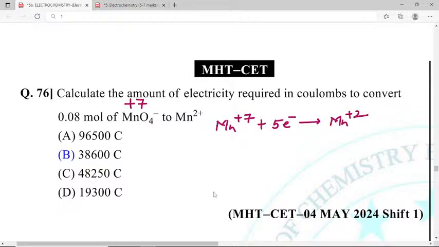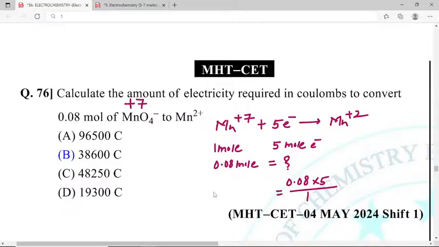Okay, so my question is that, this is the 1 mole. 1 mole required 5 mole electrons. So 0.08 mole required how much? So 0.08 multiplied by 5 divided by 1. So this is 0.4 mole electron.